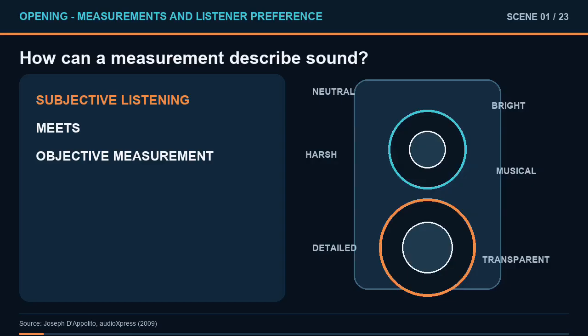For that work, we need measurements that are objective, repeatable, and connected to what listeners actually prefer. So the question is not whether listening or measuring is more important. The real question is, which measurements give us the most useful picture of a loudspeaker's sound?